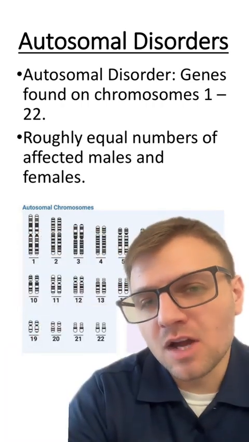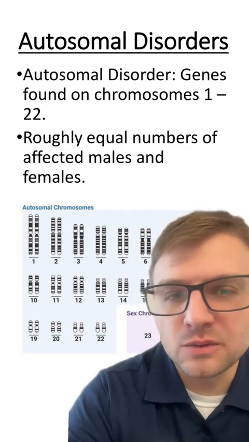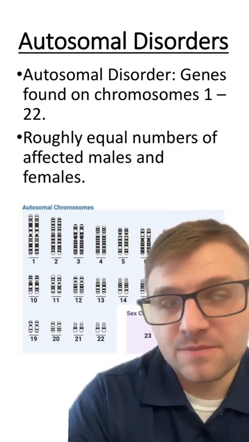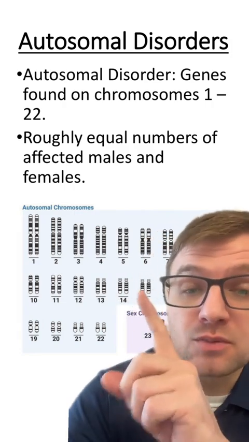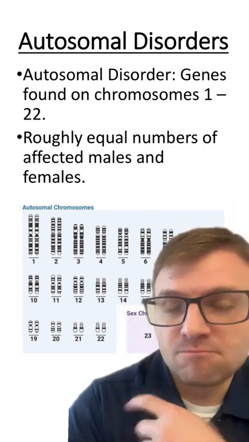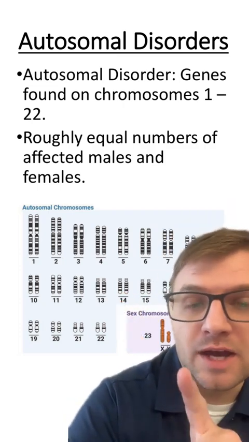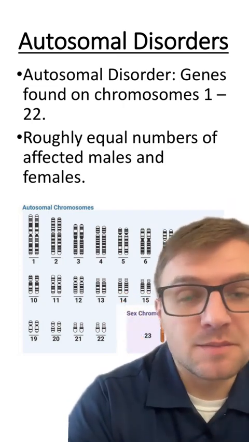Typically, autosomal dominant and recessive disorders occur equally between males and females. That's because the genes that code for these disorders are found on chromosomes 1 through 22, the autosomal ones. Disorders that fall on the X and Y chromosomes will affect either males or females more.